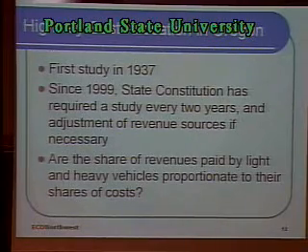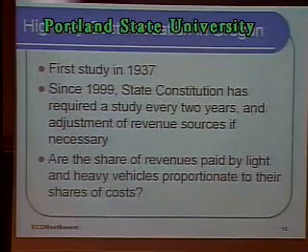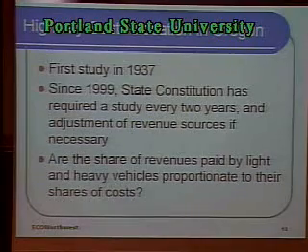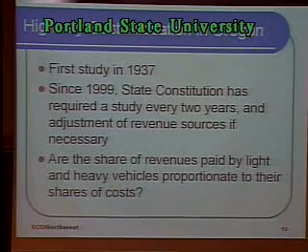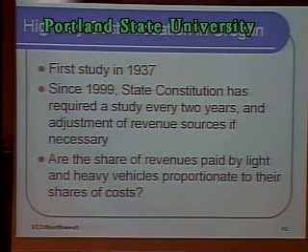Oregon was one of the first states to ever do highway cost allocation. The first study was in 1937. And they were done periodically since then, but not on any regular schedule. In 1999, the state constitution was amended to require a highway cost allocation study every 2 years and to require the adjustment of revenue sources if necessary.